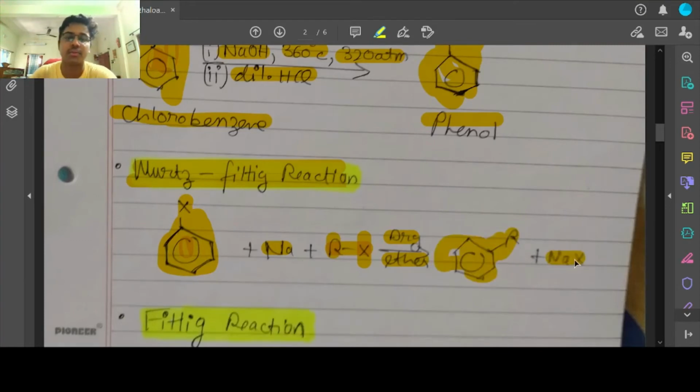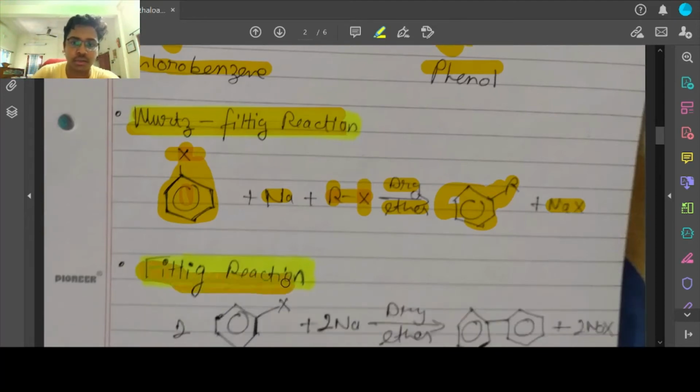This is the reaction. What happens is that both the halogen atoms, the halogen of the halobenzene and the halogen of the alkyl halide, leave the group and react with sodium, like mirrored images of each other. Now comes the Fittig reaction. I hope you are clear with what the Fittig reaction is, because you already learned it in class 11.